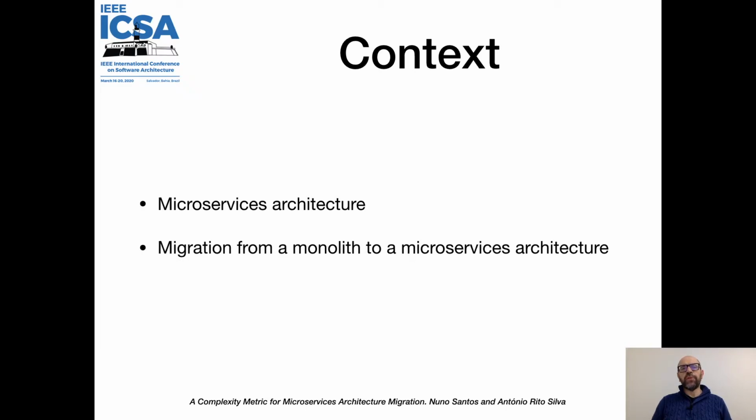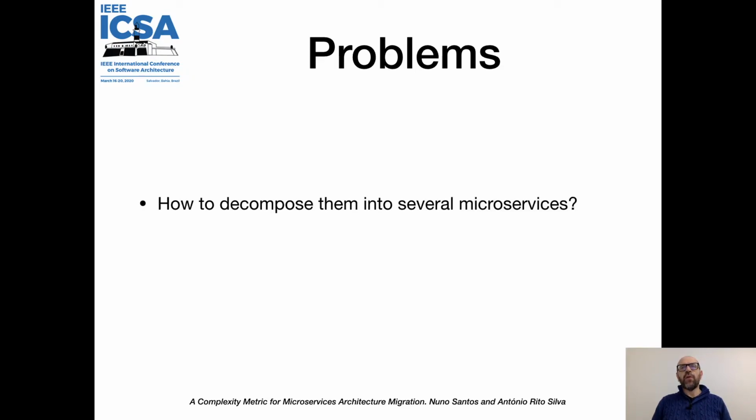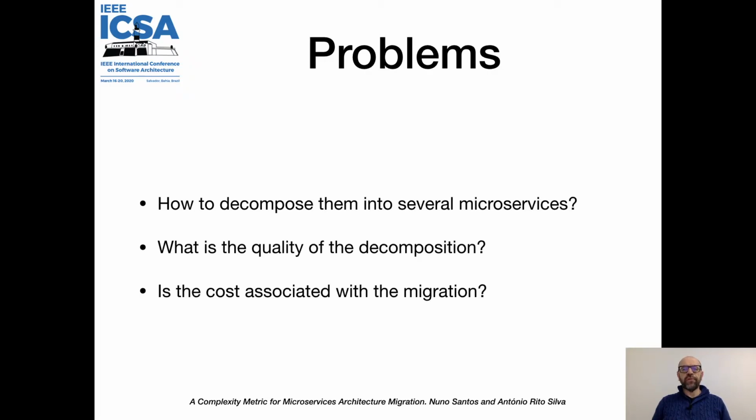And we consider this particularly relevant because there's a large number of monolith applications that people intend to migrate to microservices. And our point is to discuss basically how we can decompose this and what is the quality of the decomposition. And we are particularly focused on the cost associated with the migration and what we understand by this cost.